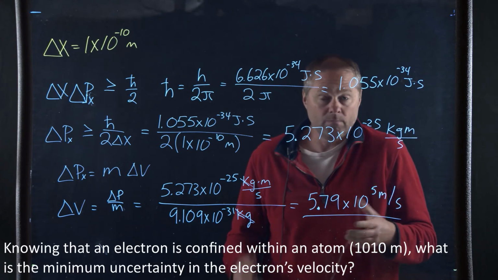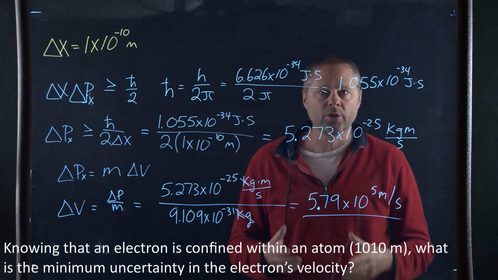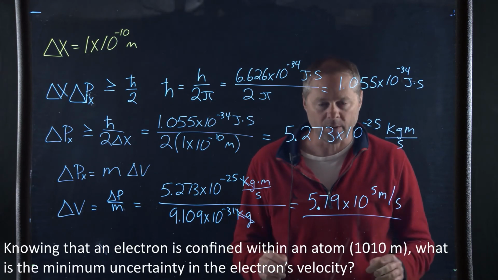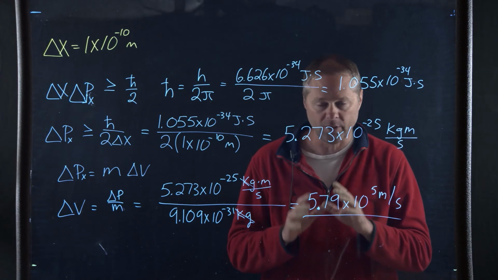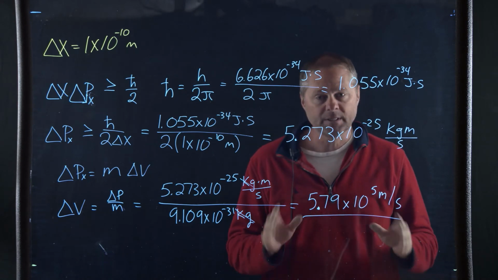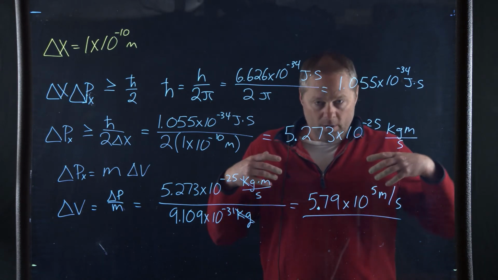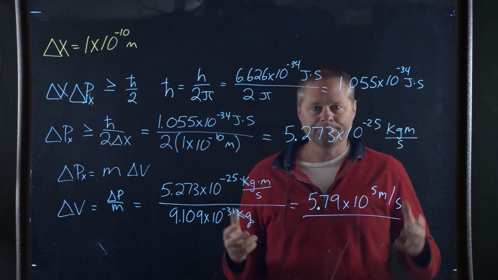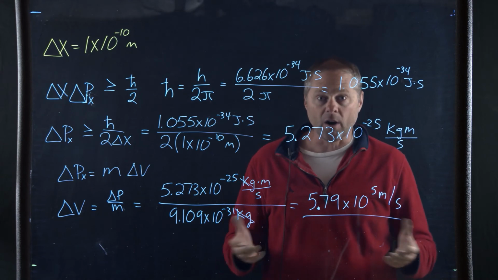This Heisenberg uncertainty principle really only applies to subatomic particles or atoms themselves. You're talking about the atomic scale or the subatomic scale. For macroscopic objects, Heisenberg's uncertainty principle really doesn't apply all that greatly.